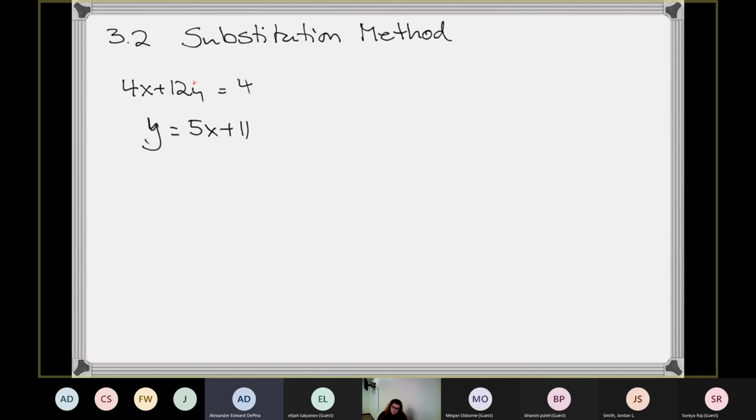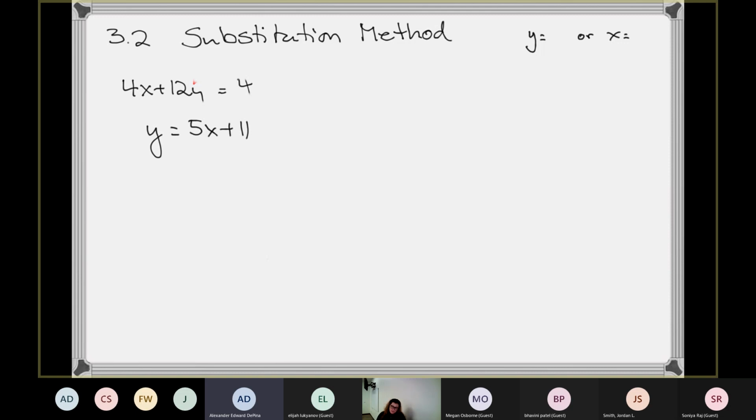Substitution method means that you have to substitute one equation into the other. And you also have to look for one of the equations to start with y equals or x equals. You have to isolate one of the variables. If that's not the case, you may have to rearrange some stuff. In this example, this is already done. The second equation says y equals 5x plus 11, so we don't need to do any rearranging here.